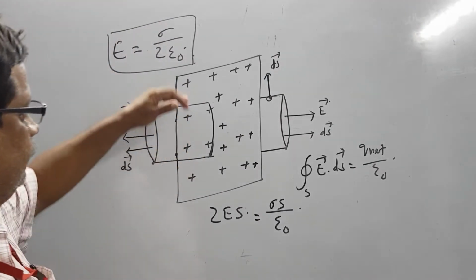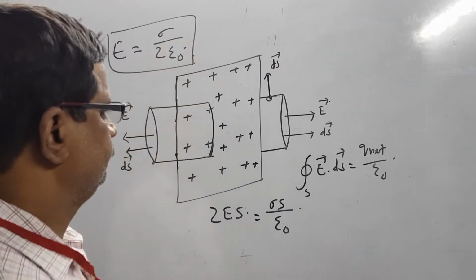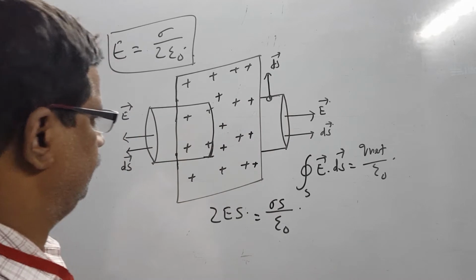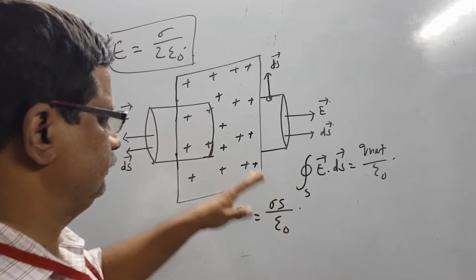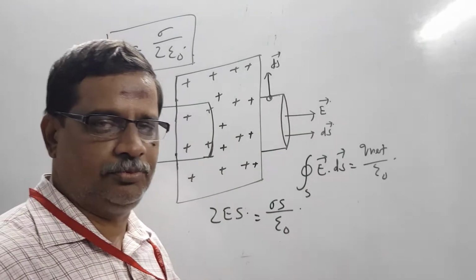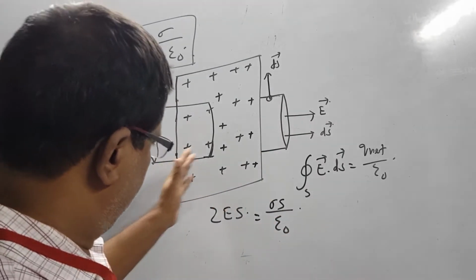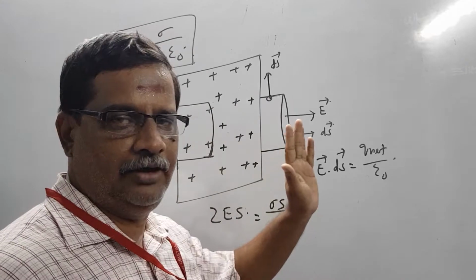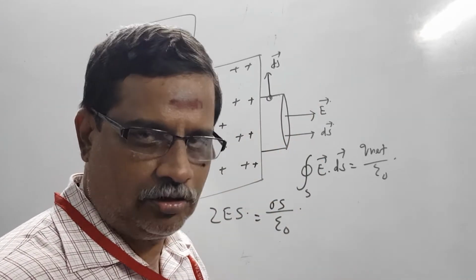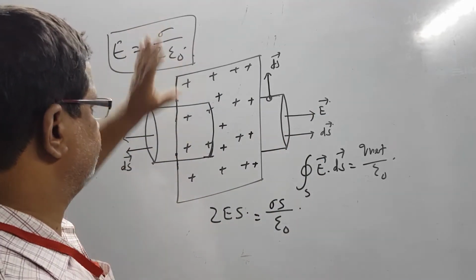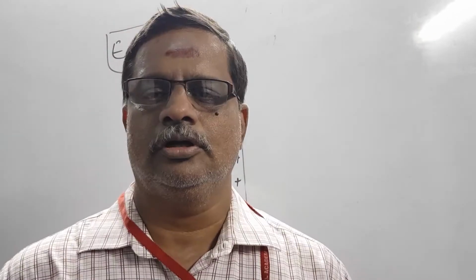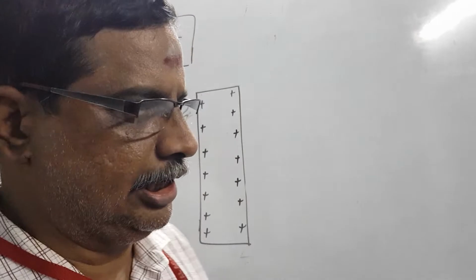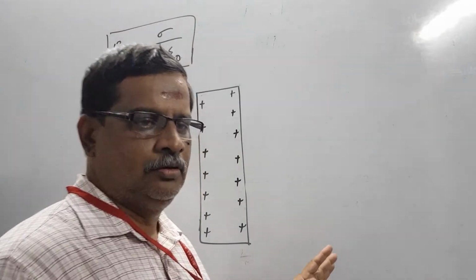Now, as you can see from this result, the electric field is independent of the distance. In this final answer, you will not find the distance to the point where the electric field is to be evaluated. So for points which are not very far away, the electric field remains more or less constant, and it is given by E is equal to sigma by 2 epsilon 0. Clear? Now let us discuss the electric field due to a conducting plate.